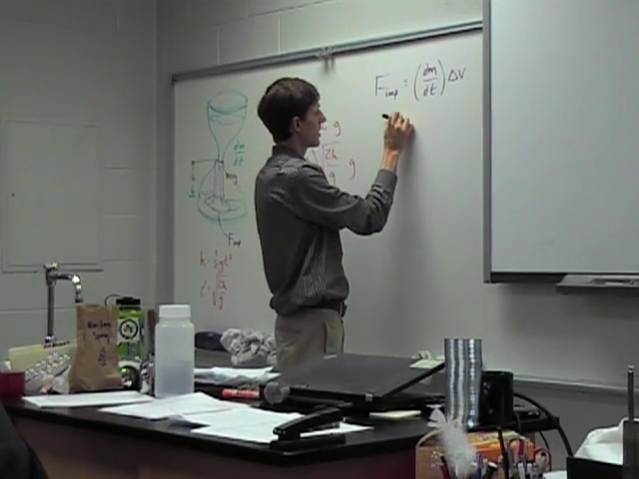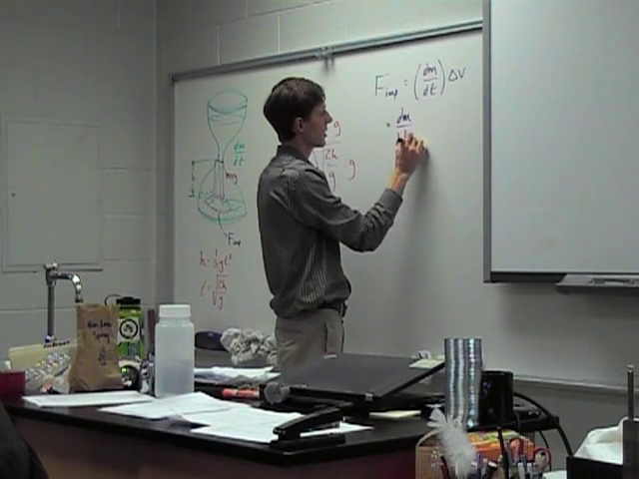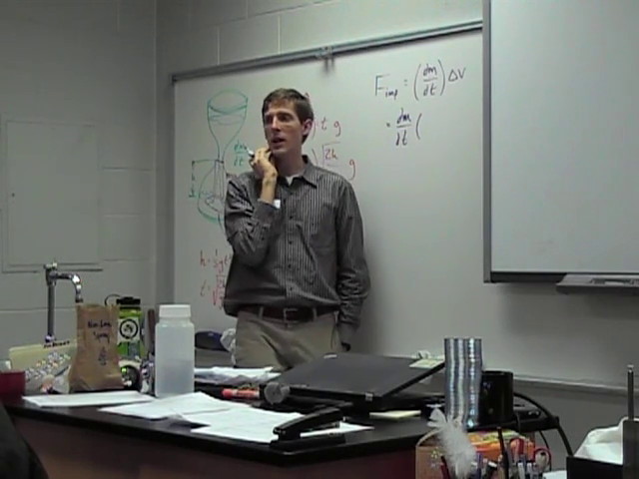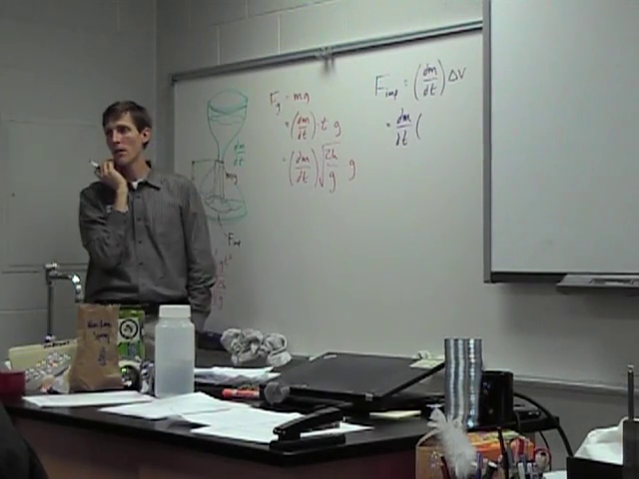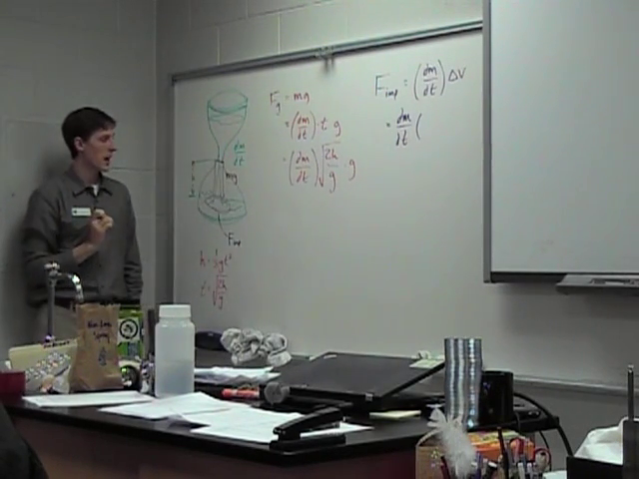So that means dm over dt times the final velocity. Initial velocity is 0. We need to solve for the final velocity. Yeah, let's use energy.